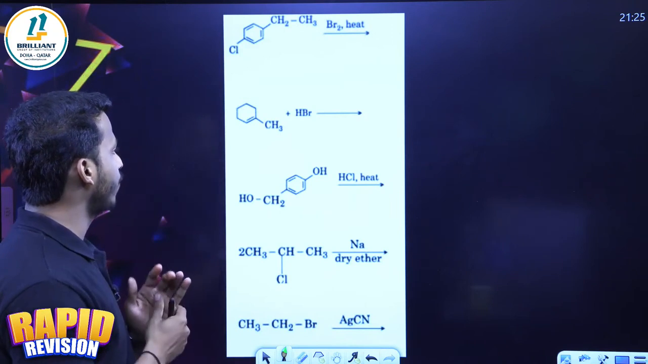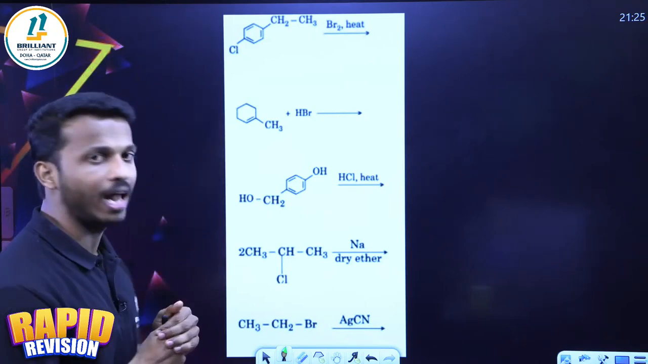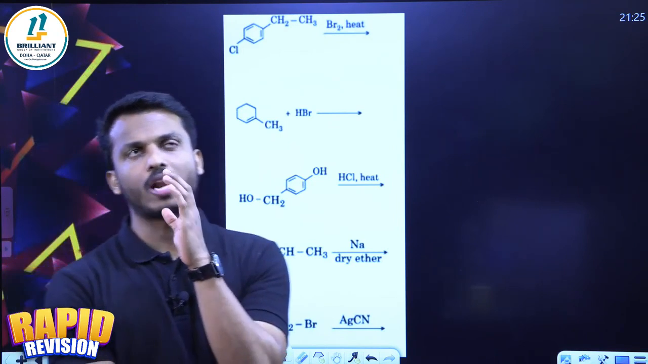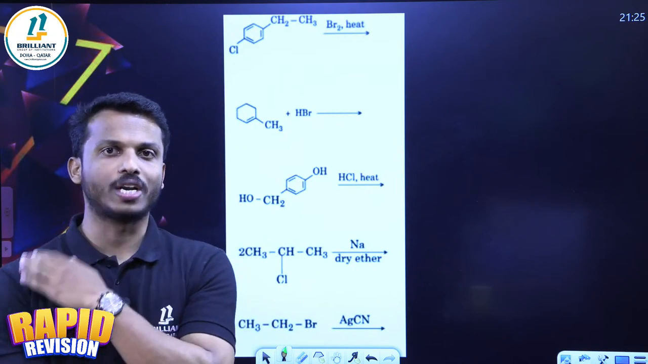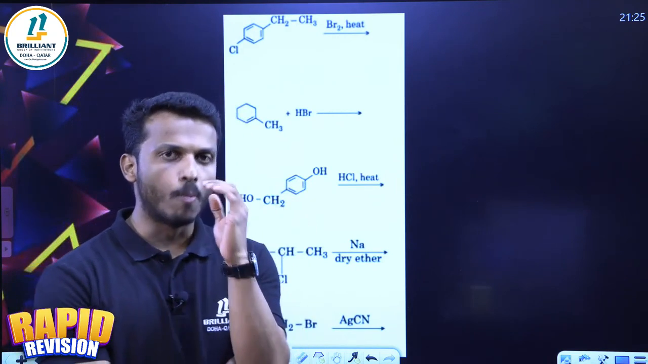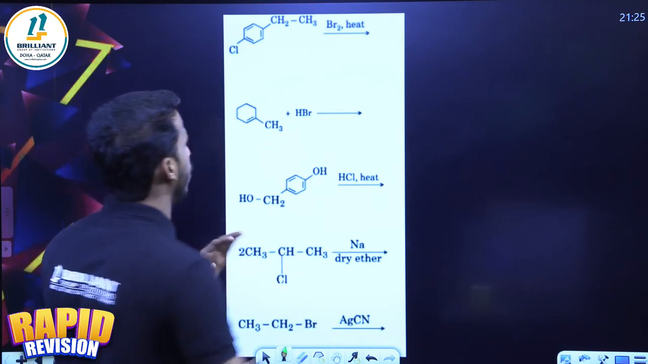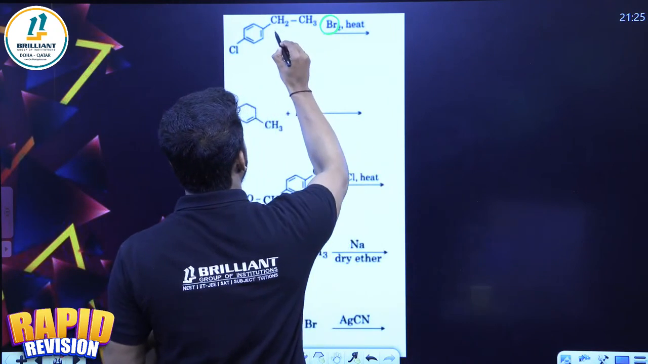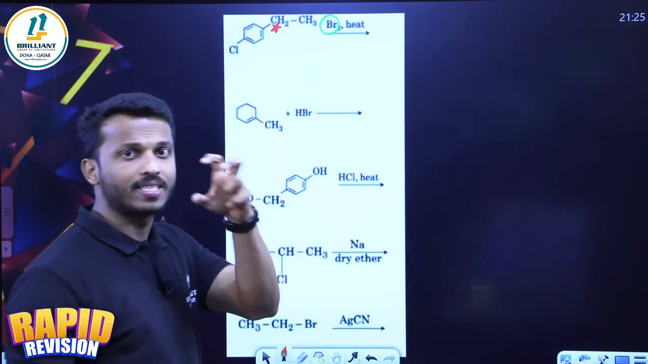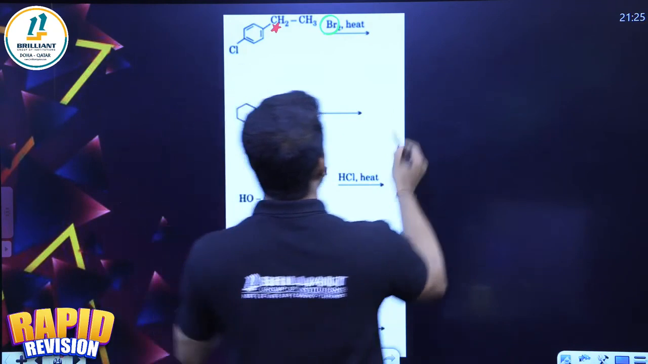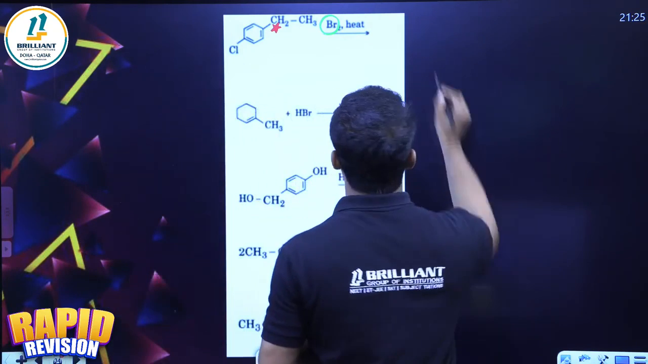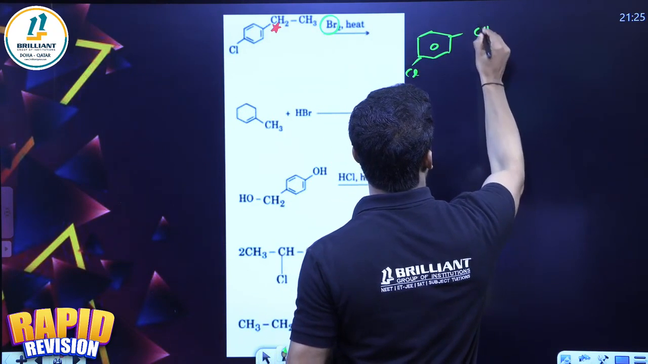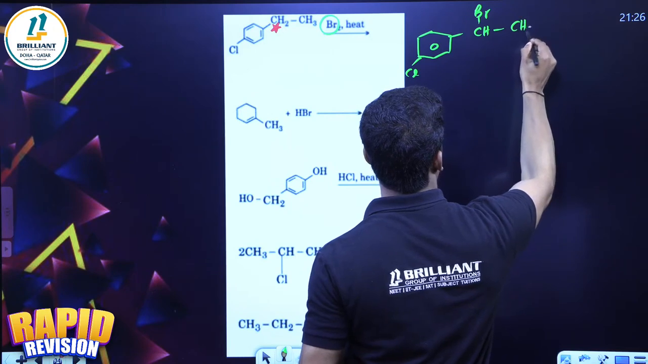So dear all, most of the questions are from the haloalkane chapter. Bromination with heat or light is which one? That is a substitution reaction, and substitution happens at the most stable free radical site. Where is the bromine going to attack? The bromine attacks this carbon, because that is the benzylic position. Nothing happens to the chlorine, and it will give you CHBrCH3, dear all.